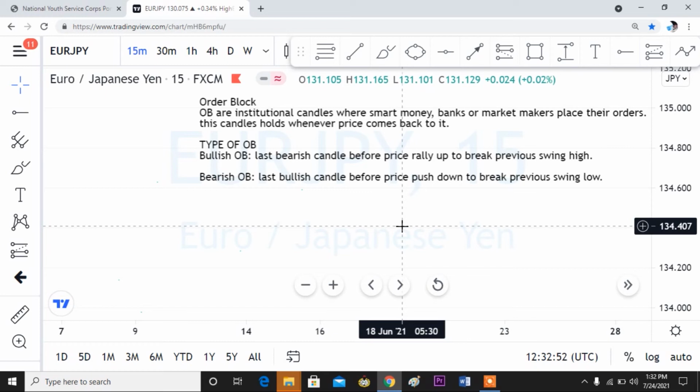Yo guys, I'm really excited to be back here on the channel, and in today's video we want to look at how the big institutions, the banks, the market makers trade the financial market using the smart money concept. So in this video we want to talk about order blocks, which is part of the smart money concept. So stay tuned guys.